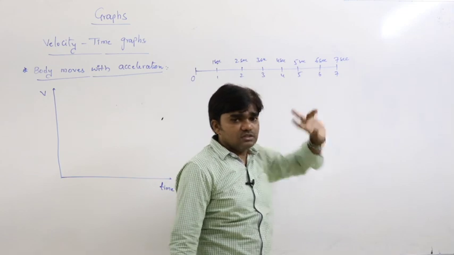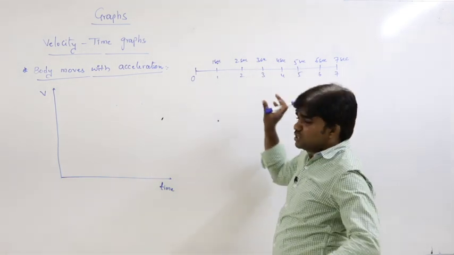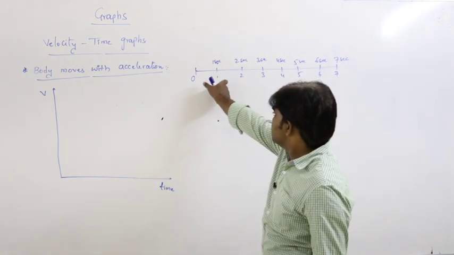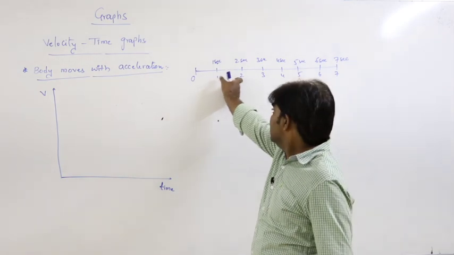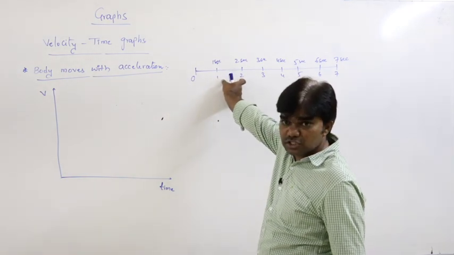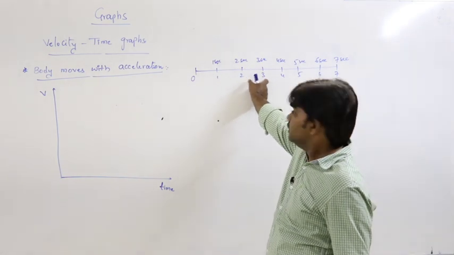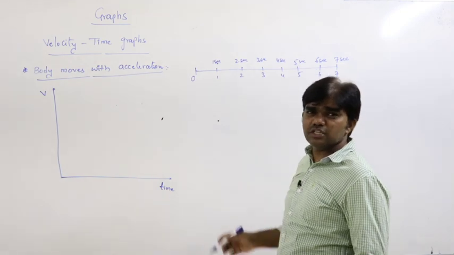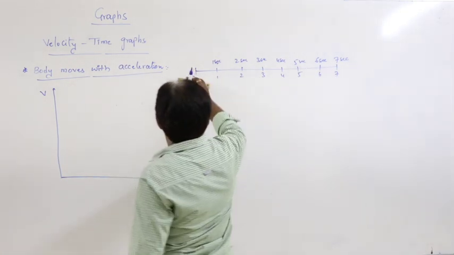In 5 seconds, 5 meters per second, like that. So equal changes in velocities in equal intervals of time. In the first second, what is the change in velocity? 1 meter per second. In the second, the change is 1 only. In the third second, the change is 1. In the fourth second, the change is 1, like that. Equal changes in velocities in equal intervals of time.